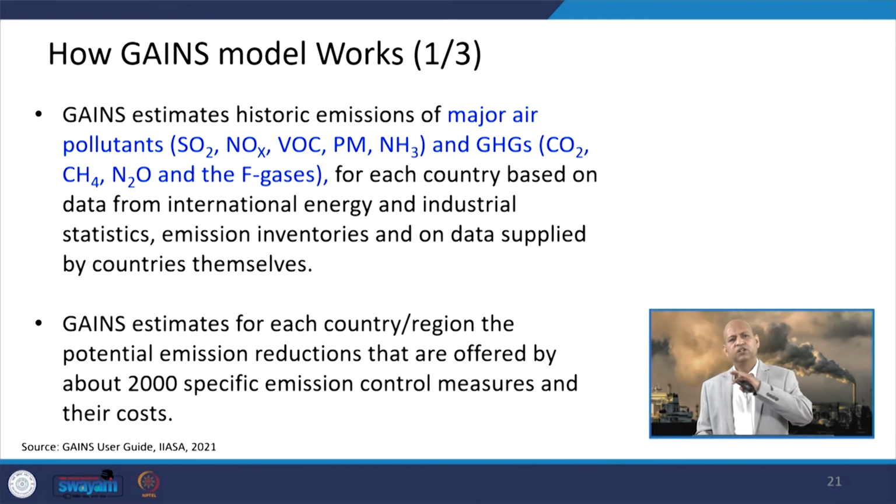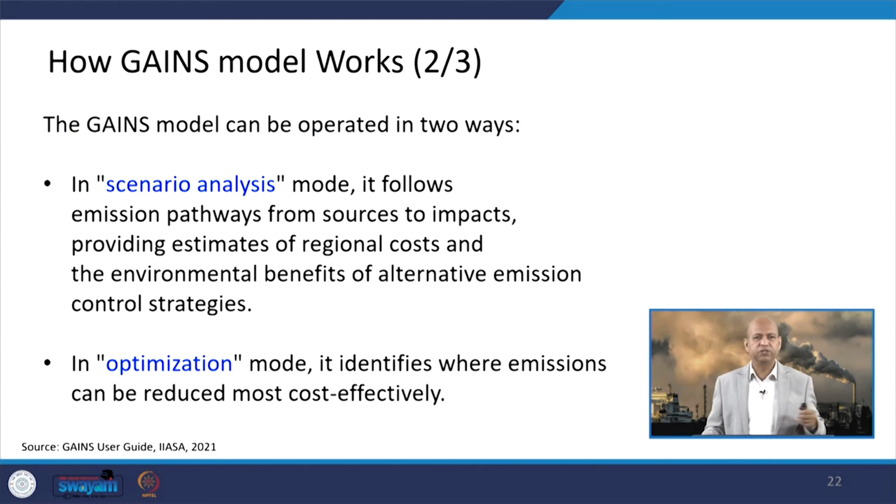For each country it has a complete database, and from different sources they have compiled those inventories. So it can estimate for each country and region all potential emission reduction strategies, mitigation strategies, technological interventions, and it has around 2000 specific emission control measures and their costs. So it is a very exhaustive data set, plus it has a lot of possibilities for playing with different regions and different strategies: how much it will cost, how much emissions there are, and what kind of strategies may be possible in that particular region.